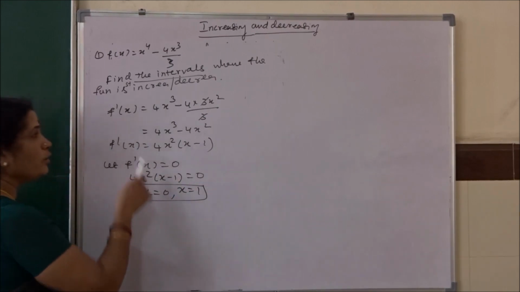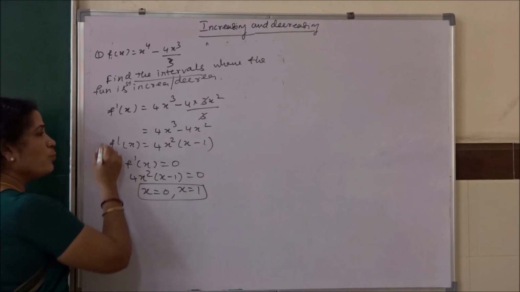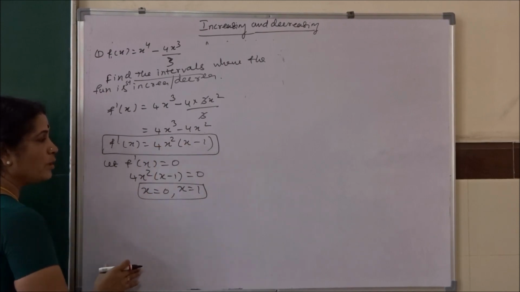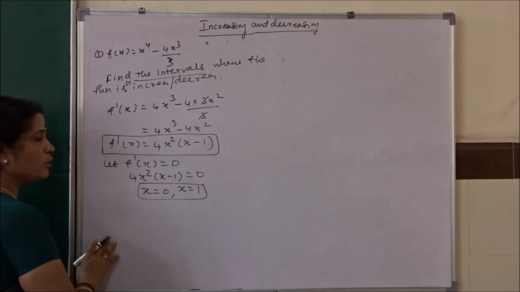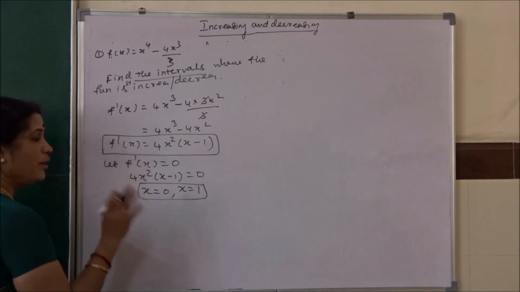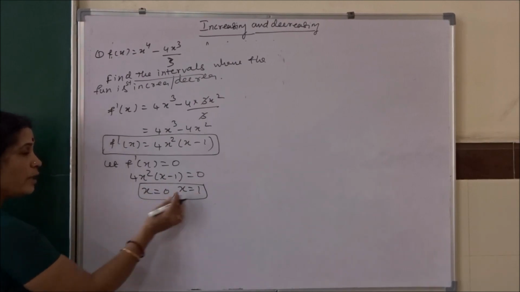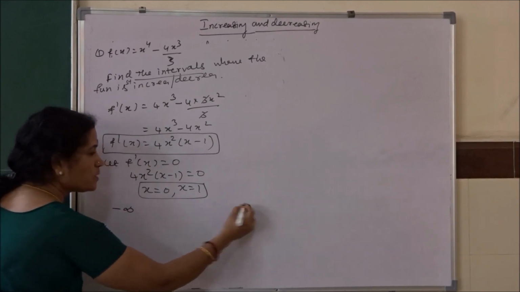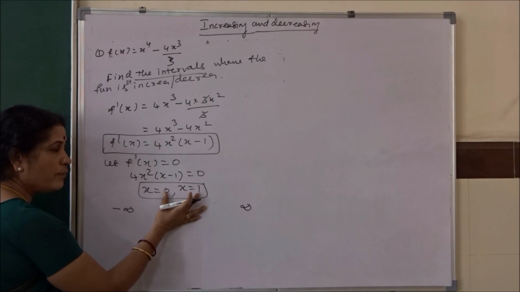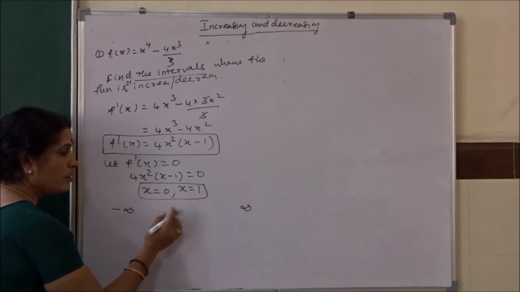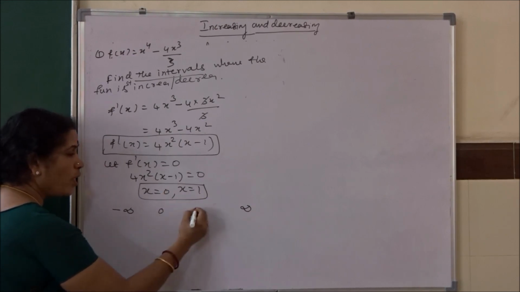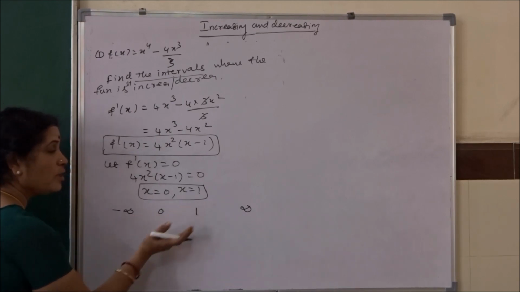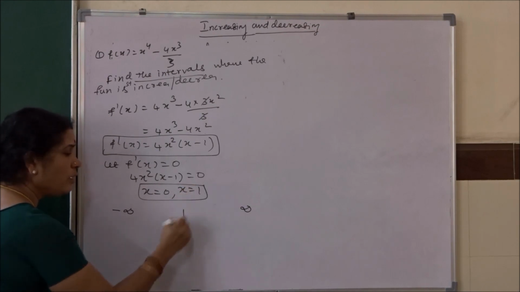Clear? Step number 1, what I told you, f dash of x. Then you should bring f dash of x into simplest form. Simplest form means factorization form. Then take f dash of x equal to 0 so that you get the value of x. Now we are checking the real numbers. Real numbers start from where? Minus infinity to plus infinity. Whatever values you are getting, arrange them in ascending order, not 1 then 0, but 0 and then 1. Clear? That is, I have arranged them here in ascending order. Suppose you have only one value, 1, then put just 1.